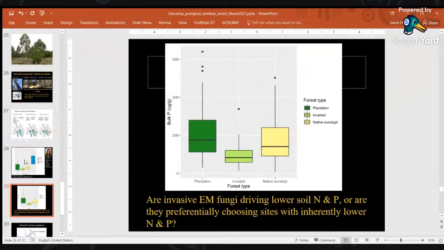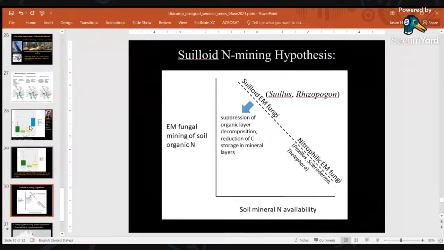If we look at phosphorus, it's a similar pattern. Invaded forest has substantially lower bulk phosphorus compared to native eucalyptus forest. And these observations, along with thinking about the traits of fungi that are dominant in these invasions, have led us to think about and propose several different hypotheses, one of which is illustrated here. And that is what might be called the Suillus or suilloid nitrogen mining hypothesis.